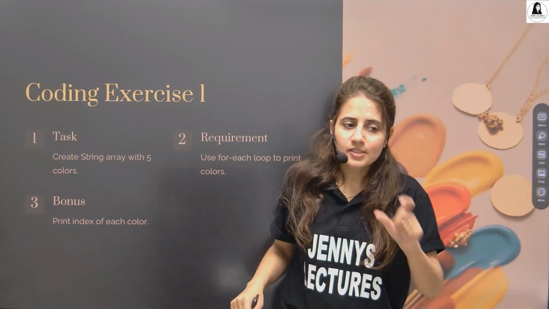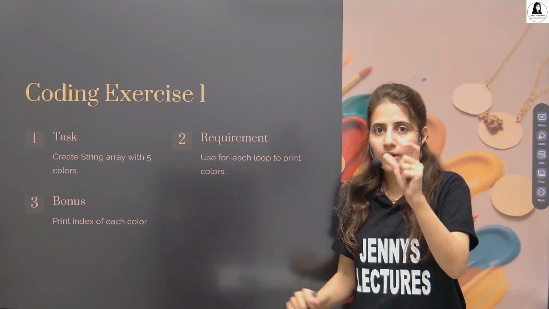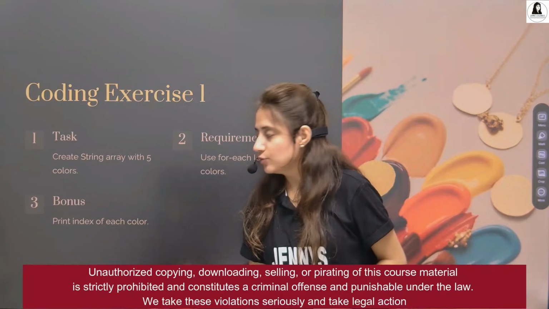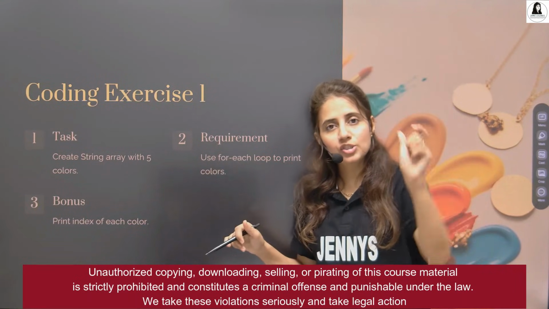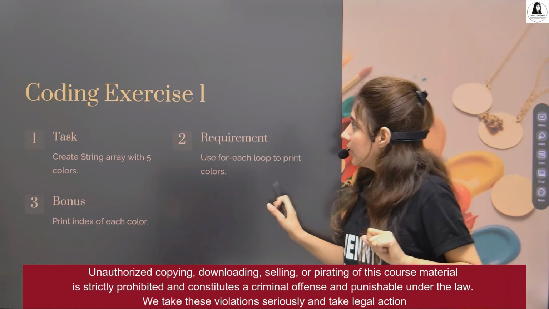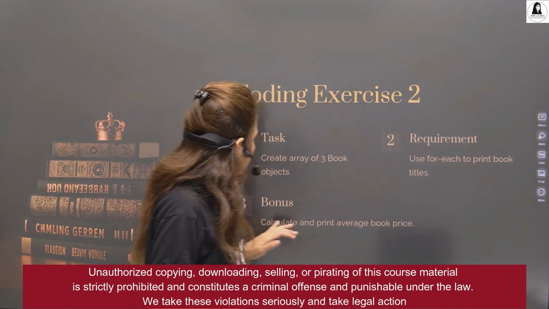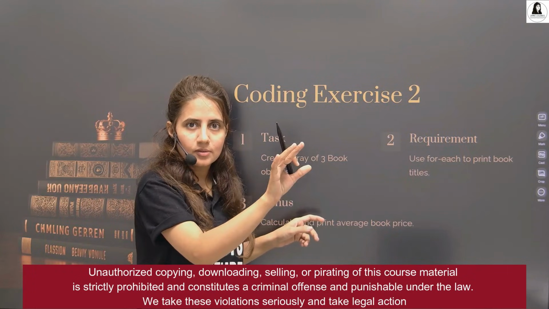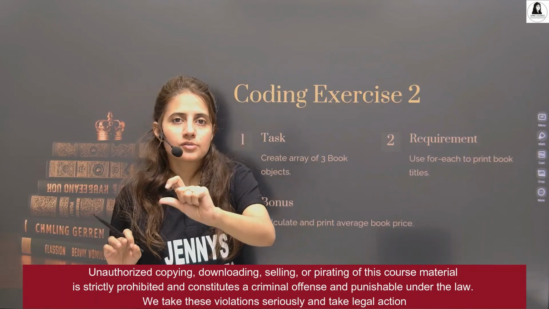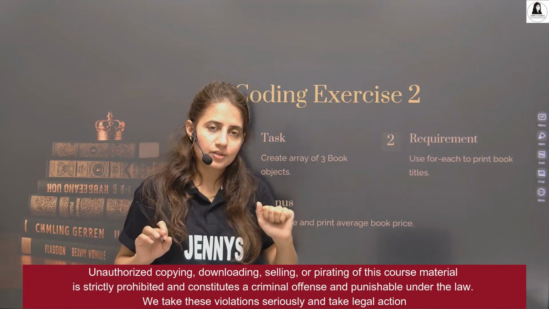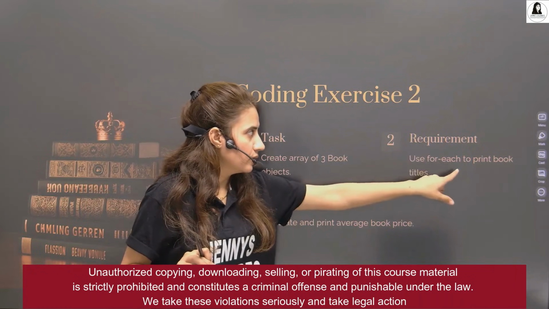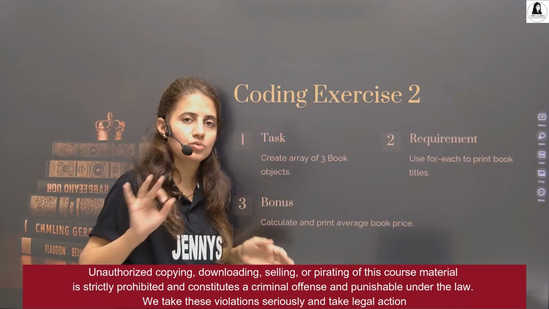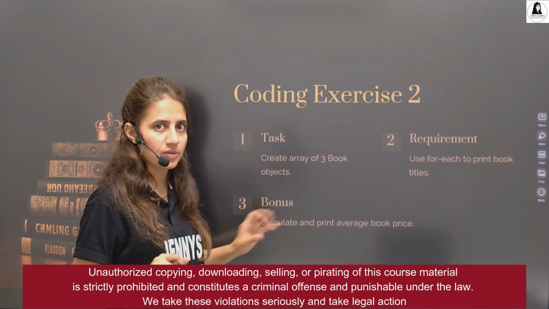Okay. Now there are some exercises for you. You have to create a string array with 5 colors and just print those 5 colors. One more challenge is to print the index for each color. Try out this exercise with both traditional for and for each loop. Next, you have to create an array of 3 book objects. Book is a class, so you create an array of object references of that class, which we have seen also. Then use for each loop to print book titles. In that class we have titles of the book and you have to access those titles. It's an example of an array of object references.